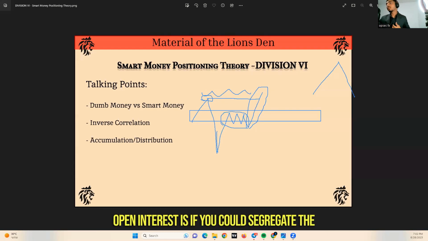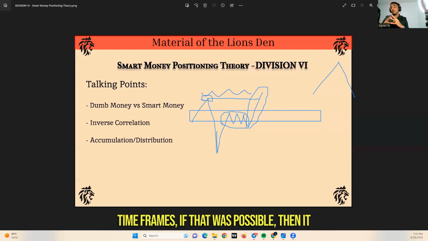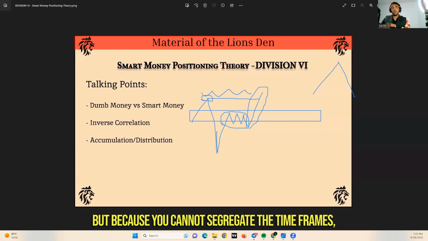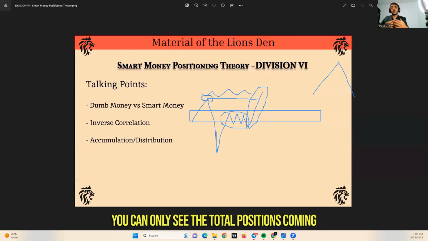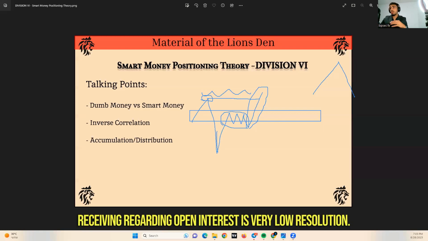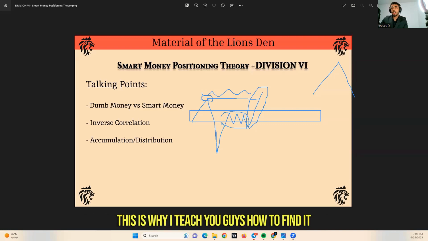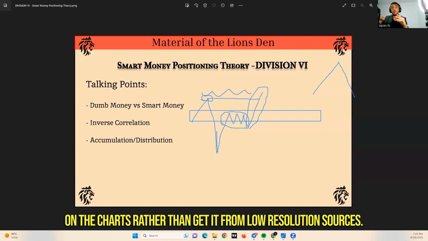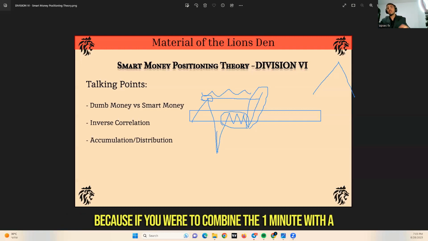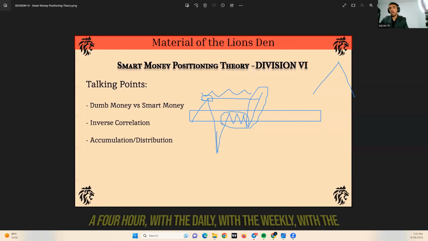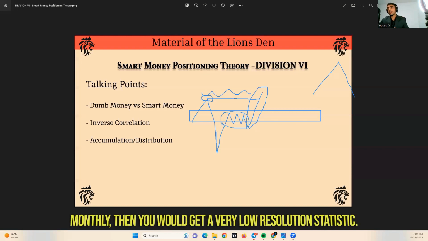If you could segregate the time frames, if that was possible, then open interest would be different among each time frame. But because you cannot segregate the time frames, and you can only see the total positions coming into the markets, the data we are receiving regarding open interest is very low resolution. This is why I teach you guys how to find it on the charts rather than get it from low resolution sources. Because if you were to combine the 1 minute with the 5 minute, the 15 minute, the 1 hour, the 4 hour, the daily, the weekly, and the monthly, you would get a very low resolution statistic.